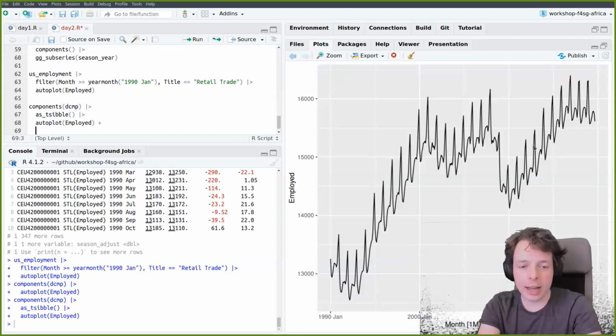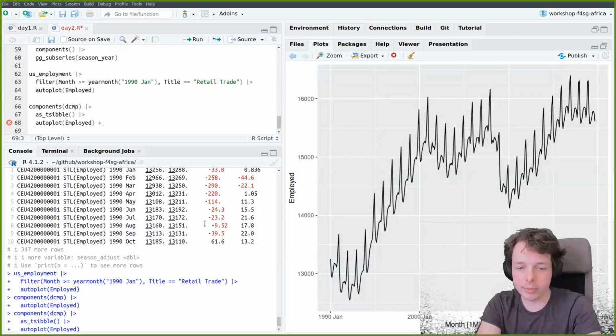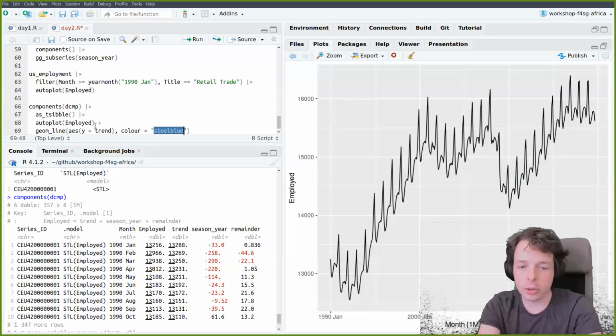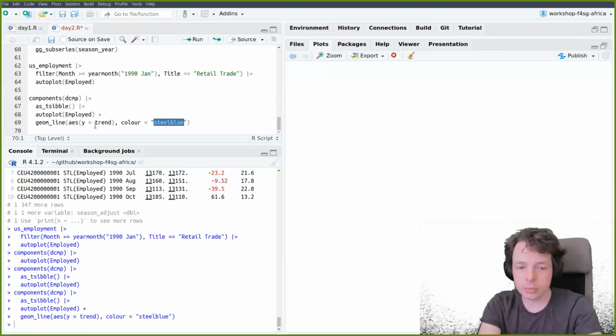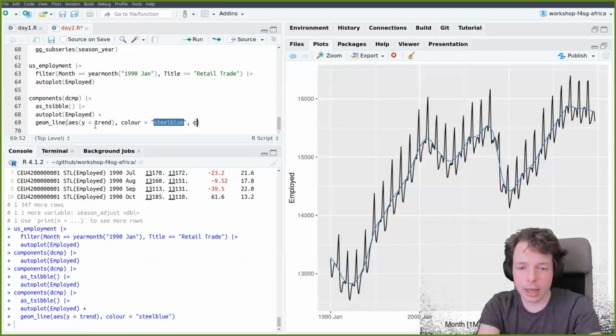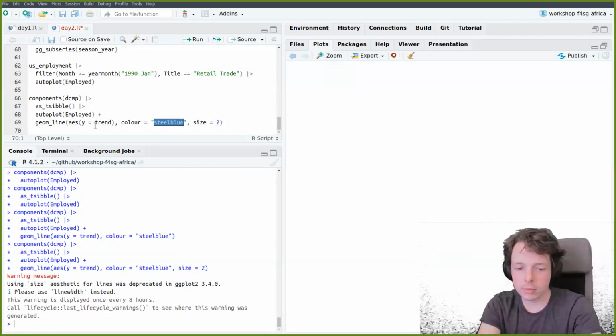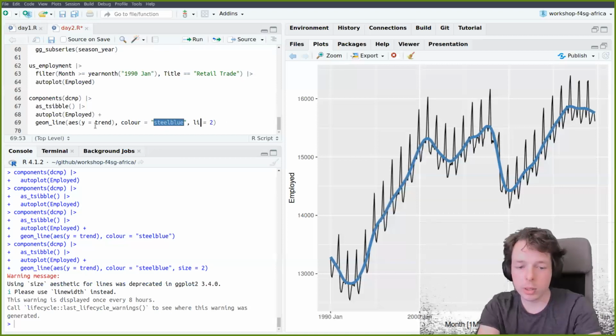But what I can now do is add extra information from this data set. So we have employed, but we also have trend, the smooth line through the middle. So I'm going to use geom_line, just regular ggplot, adding on some extra geometries. But my y-axis now is going to be trend. And I'll make some nice colors. Maybe I'll use steel blue. And I'll set the size to be a bit bigger. Oops, should be line width.